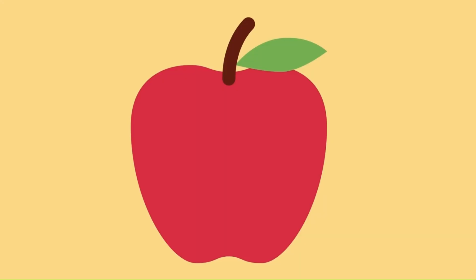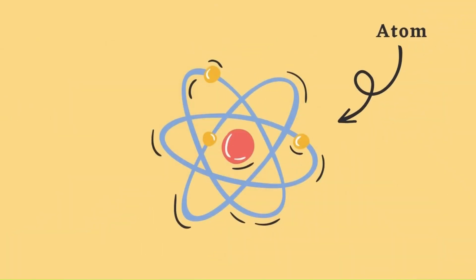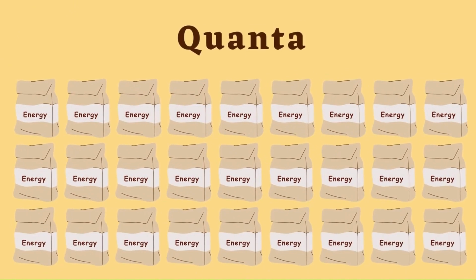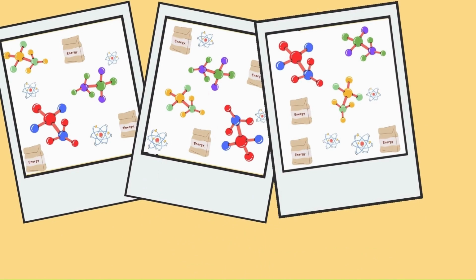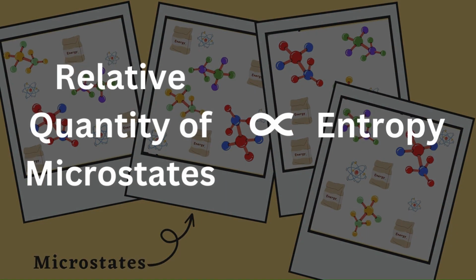To understand this, let's get down to basics. Everything you see around you can be broken down into molecules. Each molecule can be broken down into atoms. Similarly, even energy can be broken down into indivisible packets known as quanta. These atoms, molecules, and quanta can be arranged in so many different ways within a system. Each arrangement is called a microstate, and the relative quantity of these arrangements defines entropy.